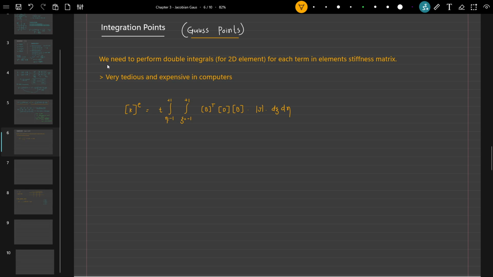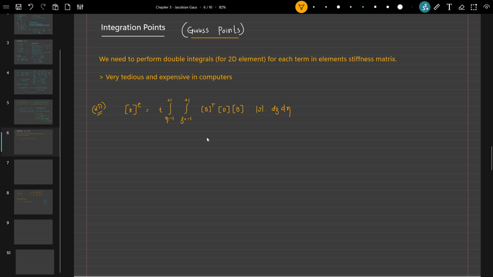Basically, in the previous lecture, we have seen that to obtain the element stiffness matrix for any element, we need to perform double integrals. Okay, this is for the 2D case. For the 3D case, it is a triple integration. Okay. And this is in the natural coordinate system.